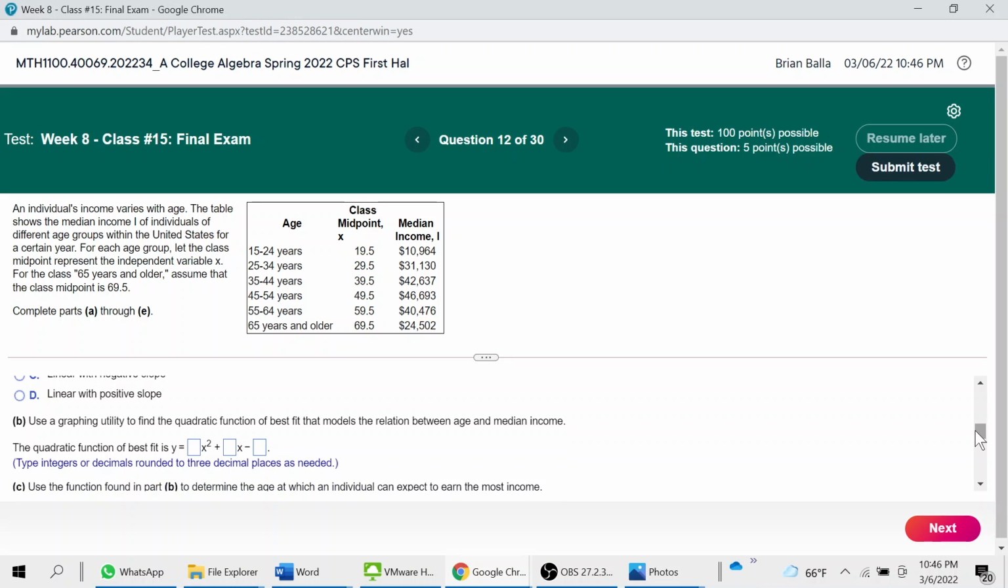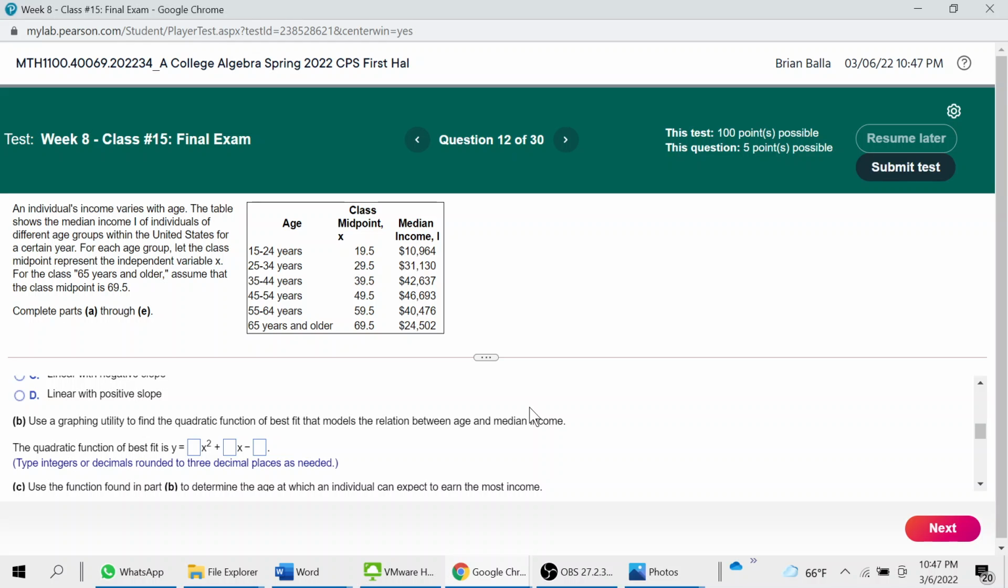Line of best fit. Oh boy. Let me just use my TI-84 Plus calculator that I have in my hand right now. It's not shown on screen, but I'll just do the calculations right here and type it into the MyMathLab exam. 10, 9, 6, 4, 31, 130. That clicking sound is my calculator being used. 46, 693, and 40, 476, 24, 502.